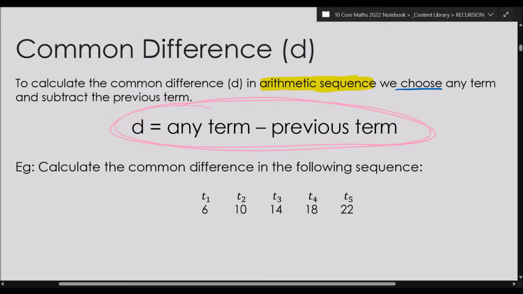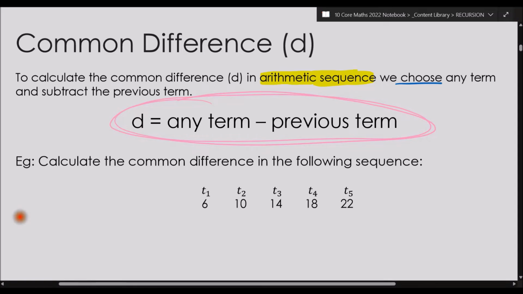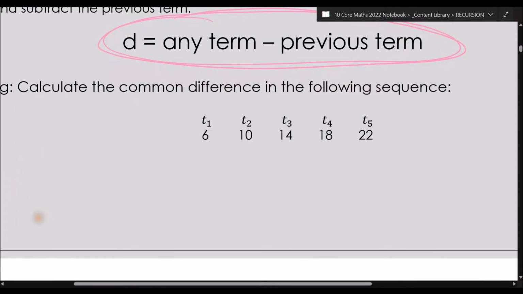To calculate the common difference, it's any number or any term minus the previous term. So any number minus the one before it. For example, let's calculate the common difference in this following sequence. So as you know, Mr. Torrio likes to use formulas and write them down properly.